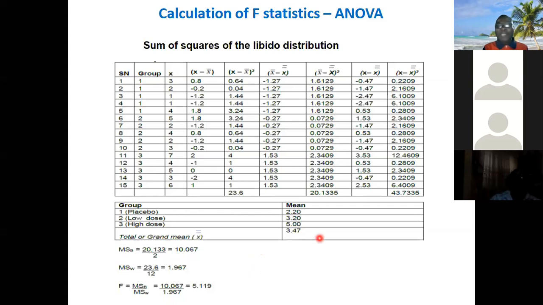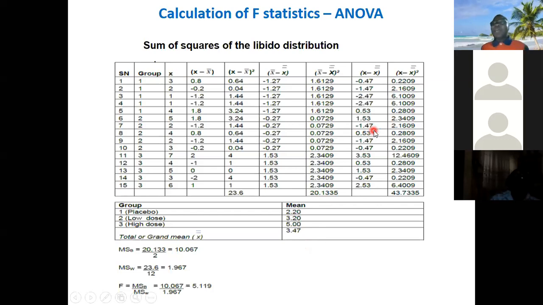So if you look, the grand mean is 3.47. Each of the means also varies from the grand mean. Can you see? The grand mean is an average of the 3 means, so you can calculate each mean's deviation from that grand mean. The deviation between each of the means and the grand mean is what we call variance between, and that explains the difference between the 3 groups.